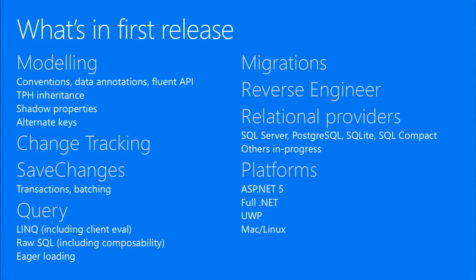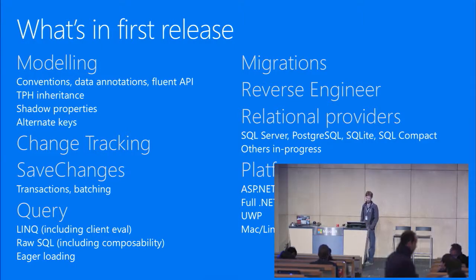So shadow properties under modeling is the idea of having a property in your model that's not present in your CLR class. So you can add extra metadata to your entities that aren't actually properties with getters and setters in your CLR class. We have support for alternate keys, which is using something other than the primary key to map relationships to. So I can have a person which has a person ID, and I can also have a social security number, which is another unique identifier for them. In save changes, we now have the ability to batch commands, so we don't do a round trip to the database for everything that you modify.